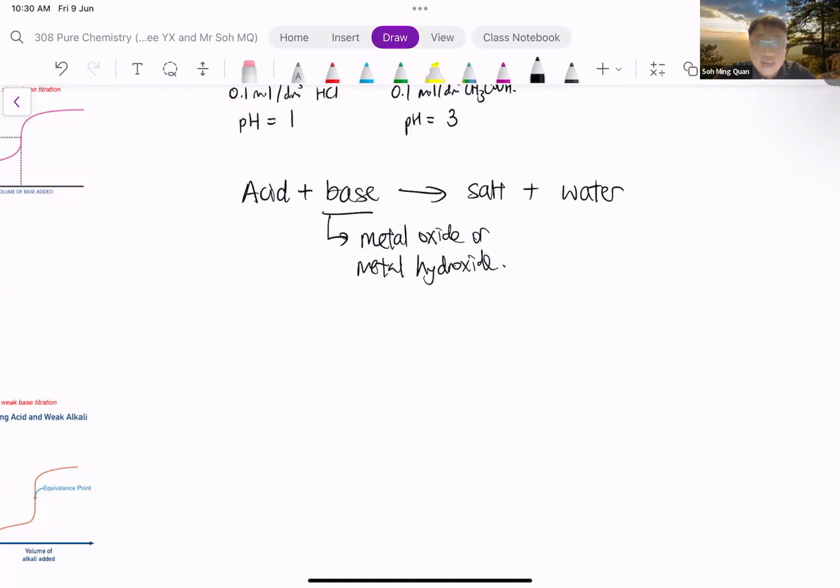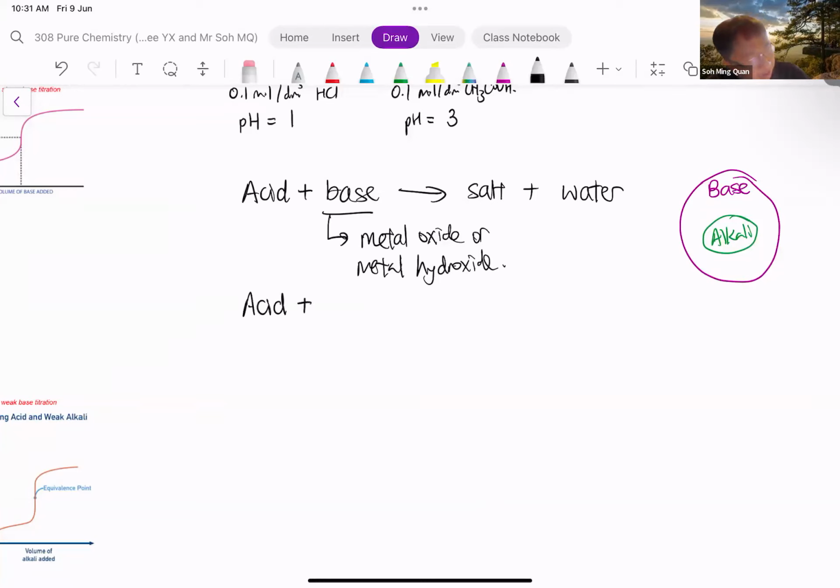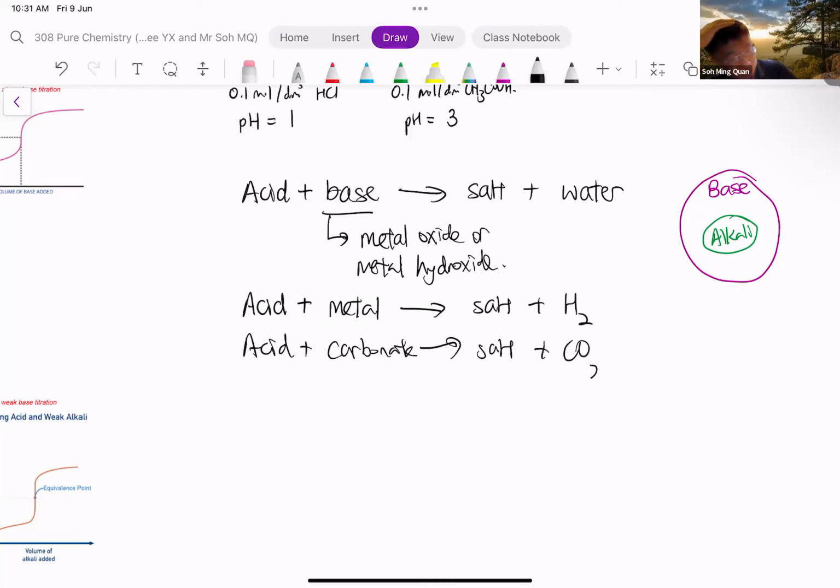Yes, not all bases are alkalis. Alkalis are all bases. That's what you learn in set theory, right? Base is the big category. Alkali is the subset. That means all alkalis are bases. However, not all bases are alkalis. Besides bases, acids can also react with metals to form salt and hydrogen. Acids can react with carbonates to form salt, CO2 and H2O.